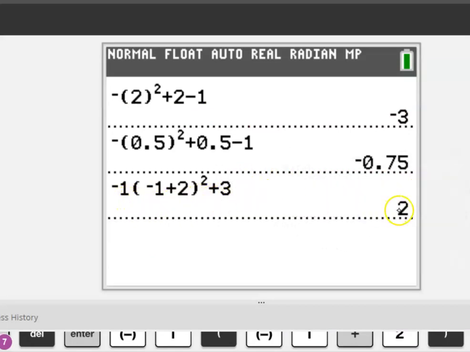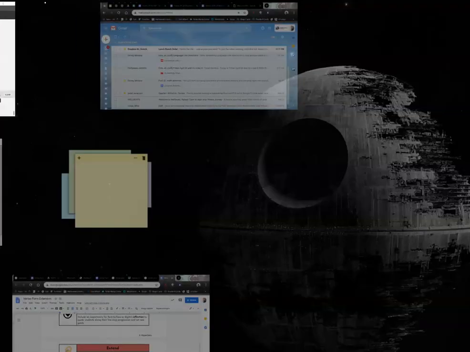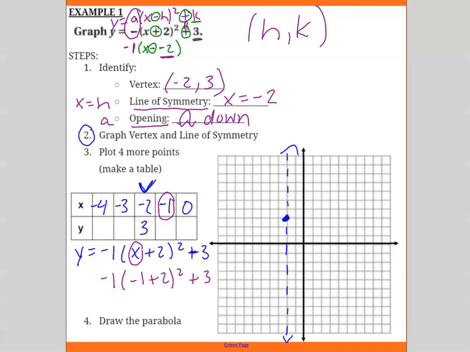If we decide to use a calculator, you can see it's typed in here. Our equation, we get 2. So when we put -1 into our function, we get 2 out, which means when we put -3 into our function, we'll also get 2 out because of symmetry.